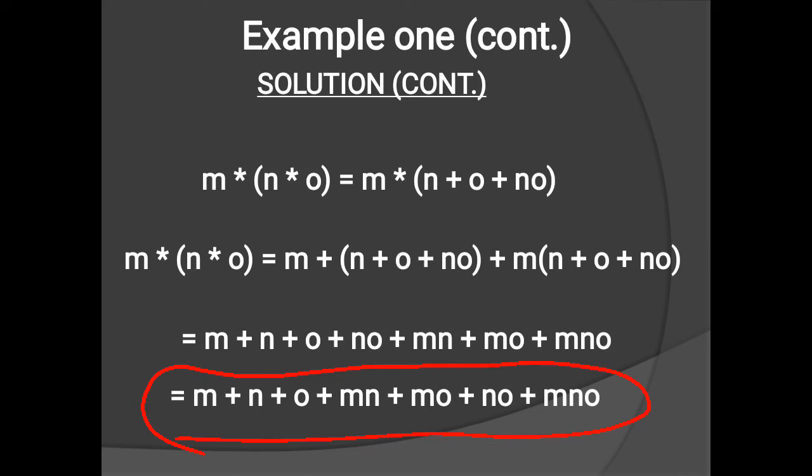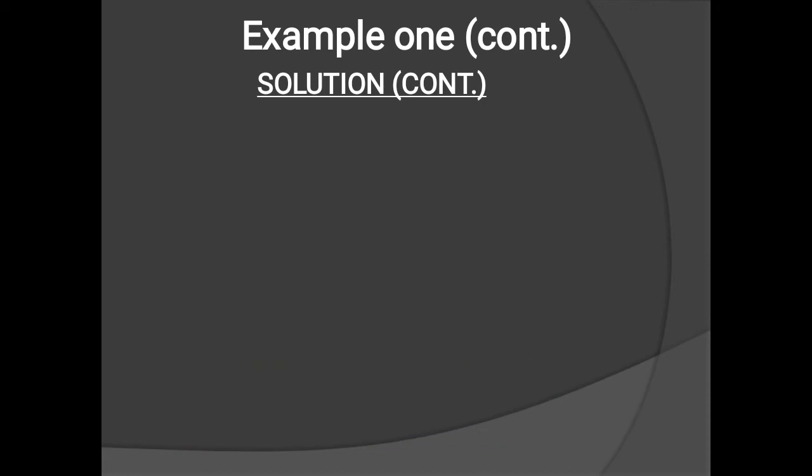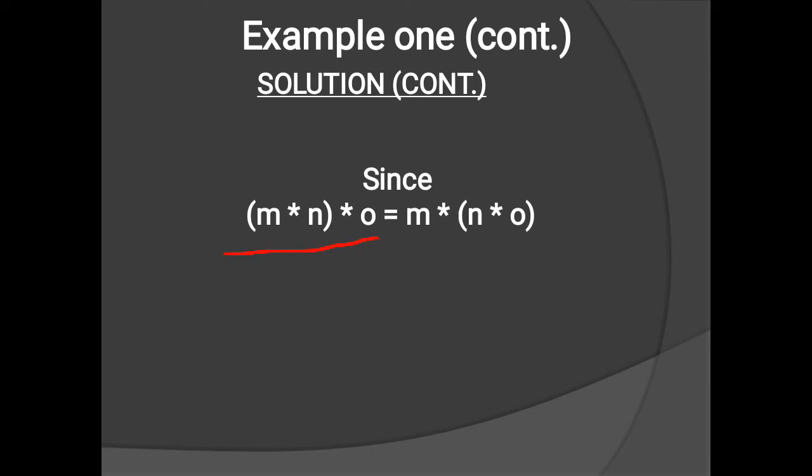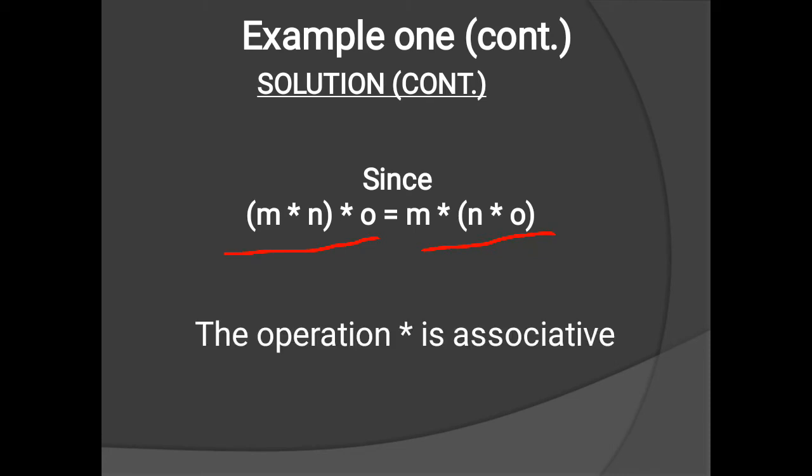Because they are the same, after grouping the first two, what we had, and then grouping the last two, we have got the same answers, meaning the operation is what? It's associative. So since M operation N operation O grouping the first two is equal to M operation N operation O grouping the last two, since they are equal, we are saying that the operation is associative. All right, now let's use numbers and then see what is next.